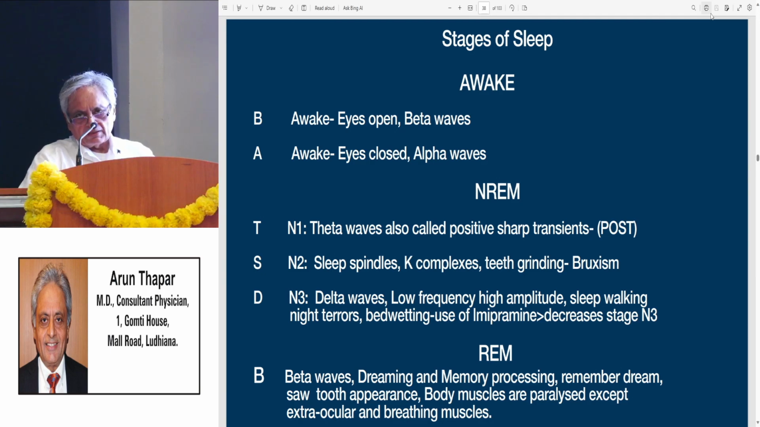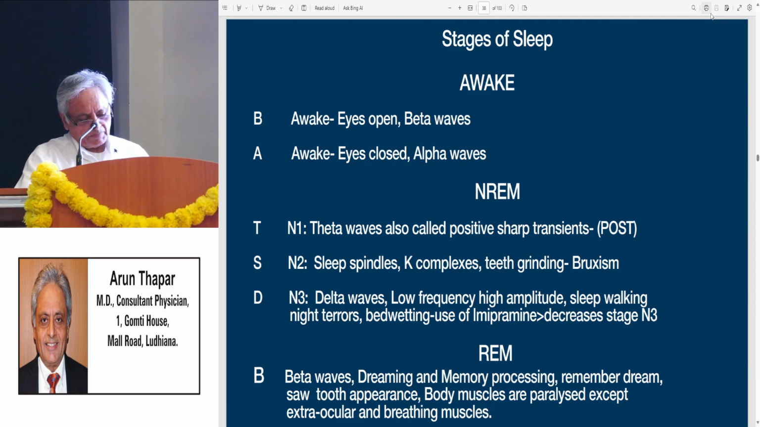N2 basically has the sleep spindles or the K complexes, and the only disease associated in the N2 phase is teeth grinding or bruxism, which is very common. Often clinically you have patients with it.